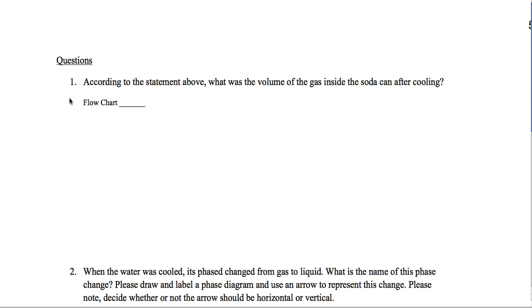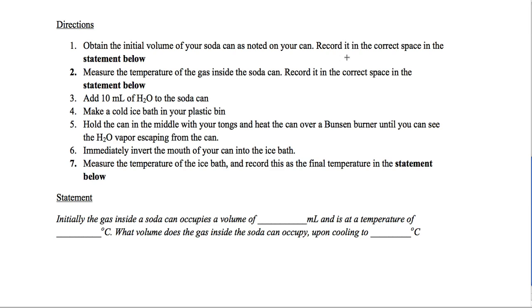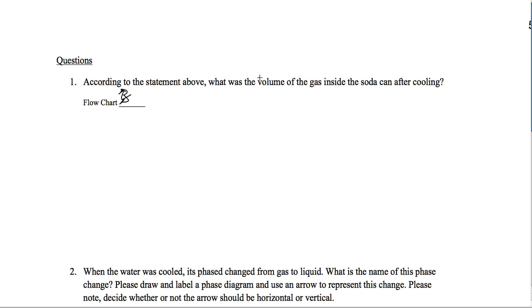Okay, here we go. Let's go through these questions. According to the statement above, what was the volume of the gas inside the soda? Let's go back to our statement, actually. Initially the gas inside the can occupied a volume of 355 milliliters, and the temperature, we'll say, was 25 degrees Celsius. Now your values here might be a little bit different. And what volume of the gas does the soda can occupy upon cooling to, we'll say, 0 degrees Celsius. That was the ice bath. So according to the statement above, what was the volume of the gas inside the can after cooling?